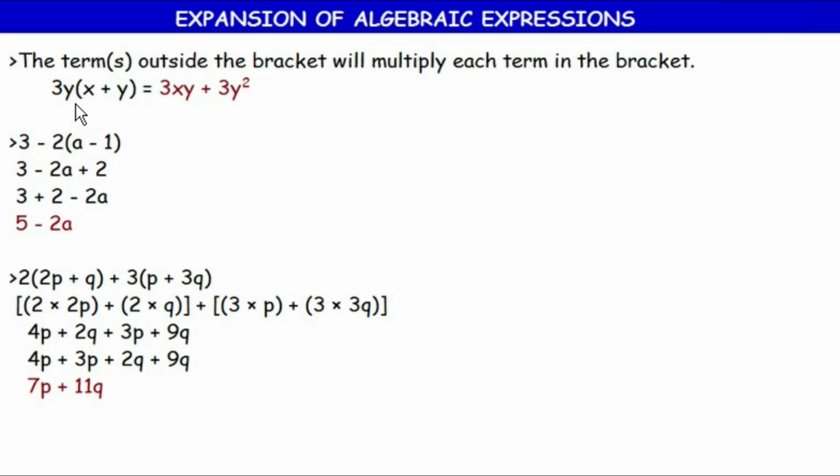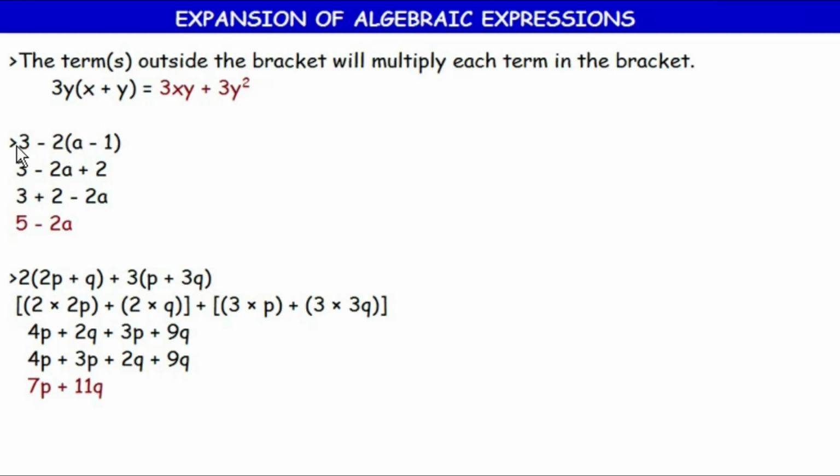What you are going to do is multiply the term outside by each of the terms inside the bracket. So you are going to pick 3y and multiply by x, and also multiply by y, right? And then you maintain the same operation within the bracket. So what is 3y times x? It is 3xy. And then plus, what is 3y times y? It is 3y squared. As simple as that. So that is all that we do under expansion of algebraic expression. You just pick the term outside, and then you multiply by each individual term inside the bracket.